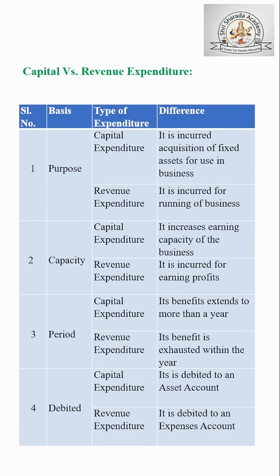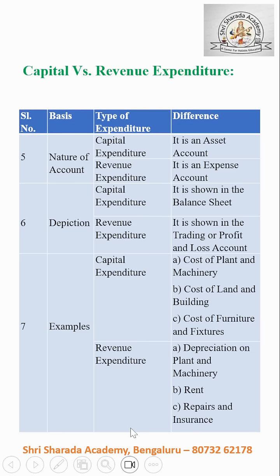Fourth point, which account is debited? In case of capital expenditure, an asset account is debited, whereas in case of revenue expenditure, an expense account will be debited. Point number 5, nature of account. Capital expenditure is an asset account, revenue expenditure is an expense account.